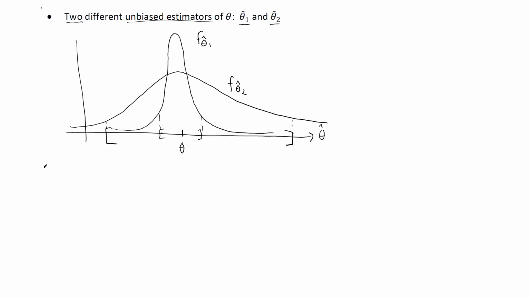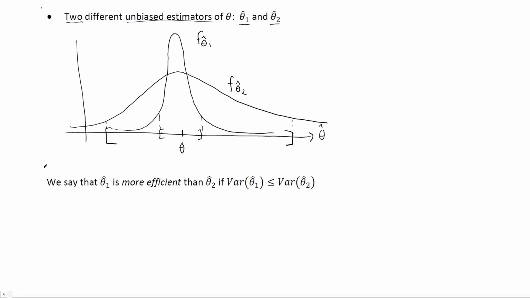We need some terminology for this effect, and the terminology we use is efficient. We say that theta 1 hat is more efficient than theta 2 hat if the variance of theta 1 hat is less than or equal to the variance of theta 2 hat. We only do efficiency statements between estimators that are unbiased. We can also say that an estimator is efficient, full stop, without comparing it to any other estimator if it is the case that it has a smaller variance than any other unbiased estimator.